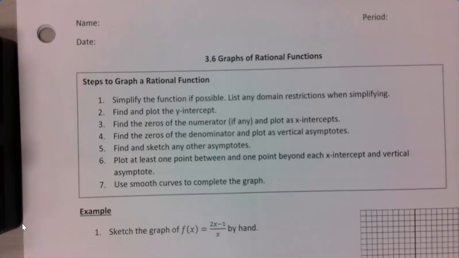The first step is to simplify the function if possible, so cancel out any factors if I can, and then list any domain restrictions when I'm simplifying. Then I want to find and plot the y-intercepts. Then I want to find the zeros of the numerator and plot those as x-intercepts. Then I want to find the zeros of my denominator and plot those as vertical asymptotes, and then find and sketch any other asymptotes I might have, like horizontal asymptotes. And then I want to plot at least one point between and one point beyond each x-intercept and vertical asymptote, and then use smooth curves to complete my graph.